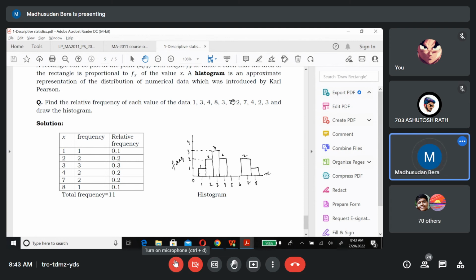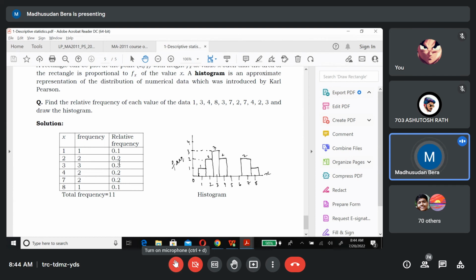Then 2. 2 occurs how many times? 1, 2, 2 times. 3 occurs 1, 2, 3, 3 times. 4 occurs 2 times. No 5, no 6. 7, 2 times. 8, 1 time. The relative frequency will be 1 by 11. Then for 2 it is 2 by 11. For 3 it is 3 by 11. For 4 it is 2 by 11. For 7 it is 2 by 11. For 8 it is 1 by 11.